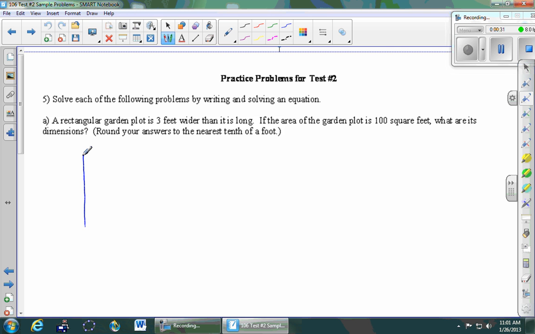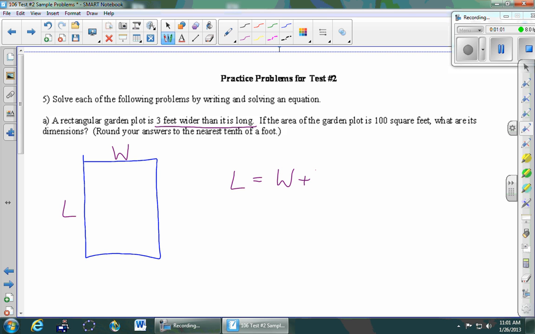We've got a rectangle, so begin with that. And we know that rectangles have lengths and widths, so it seems natural to introduce an L and a W for length and width. But then we've got this nice relationship here. It says that the plot is 3 feet wider than it is long. So we're going to try to translate that into an equation. It seems like one of these dimensions is 3 more than the other. So the two natural choices are the length is the width plus 3, or the width is the length plus 3. And unfortunately, only one of them is right.